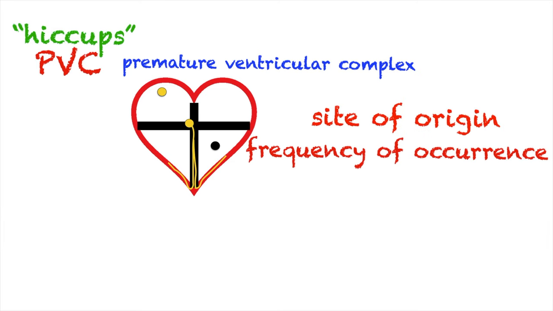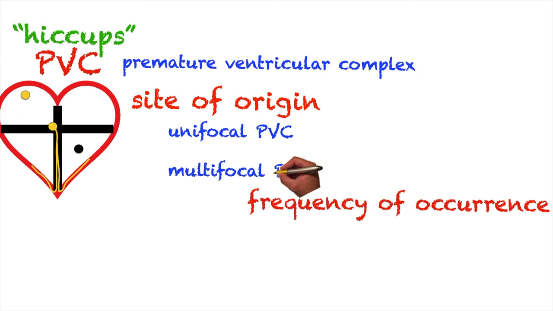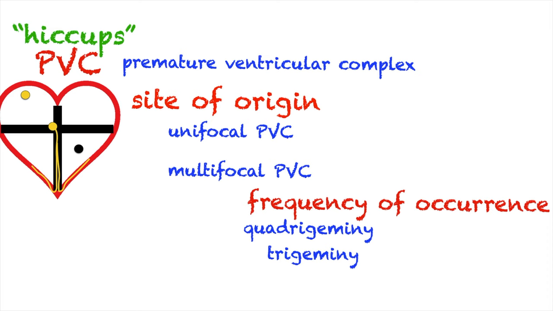So let's go ahead and do a quick review. The site of origin pertains to unifocal PVCs, where the complex originate from a single site, causing PVC complexes to have a uniform shape and size. The next one is multifocal PVCs, where the complex originate from multiple sites within the ventricles, causing PVC complexes to have different shapes and sizes. For frequency of occurrence, we have quadrigeminy, wherein the PVC occurs every fourth beat, trigeminy, where PVC occur every third beat, and lastly is bigeminy, where PVC occur every other beat.